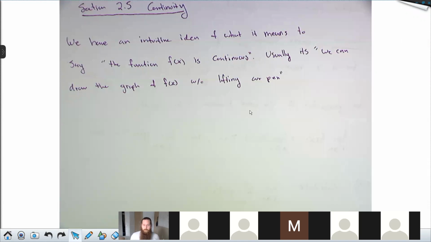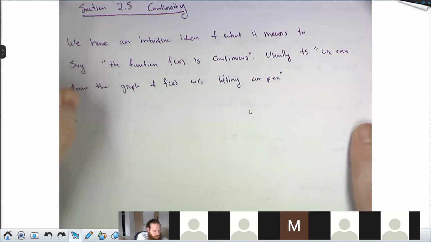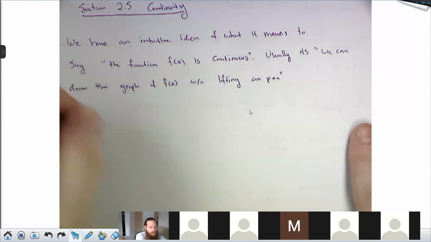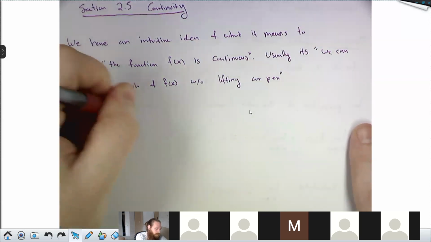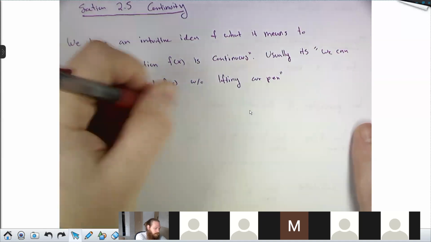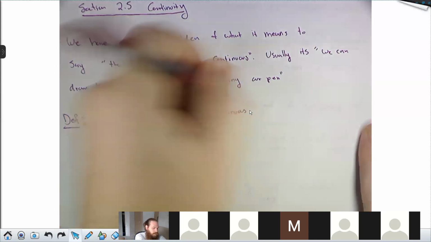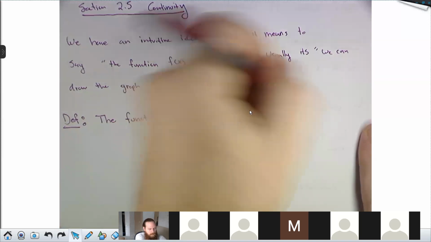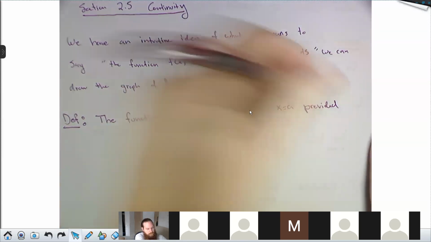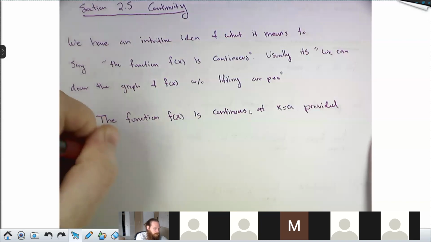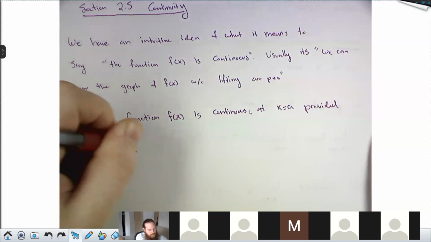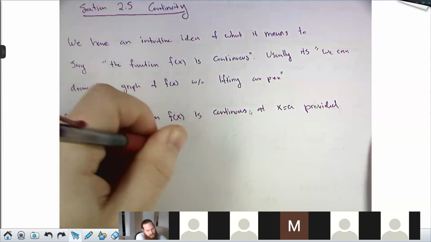So mathematicians need to come up with a more rigorous definition of continuity, and it turns out that this is the right one. So here's the actual definition of continuity. It's something that happens one point at a time, meaning it happens at one x value at a time. The function f of x is continuous at x equals a, provided the limit as x approaches a of f of x is equal to f of a.